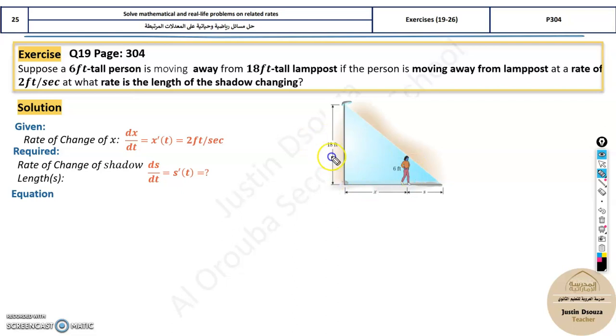Now, from the parts of the similar triangle, it can be written like this: 18 divided by 6 will be equal to, now this is the big length, so what is the big length over here? X is the distance from lamppost to the person, and S is the shadow. The total length will be X plus S. And what is the small triangle length? That is only S. So now you can rearrange this and write everything in terms of X. You need to find the derivative of X. So take everything to the other side, keep X at one side. You can do it like this.